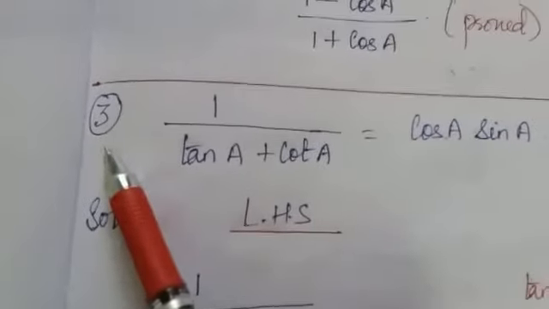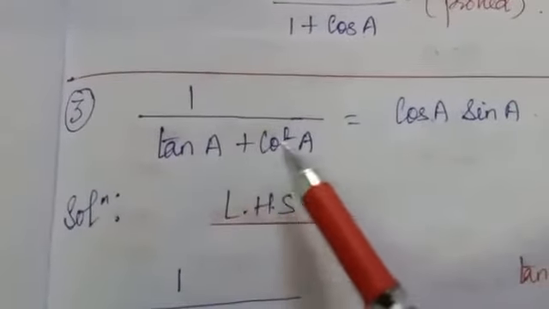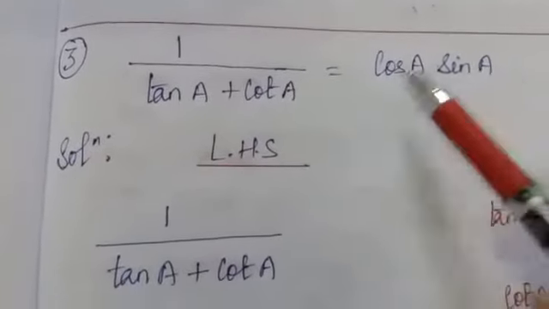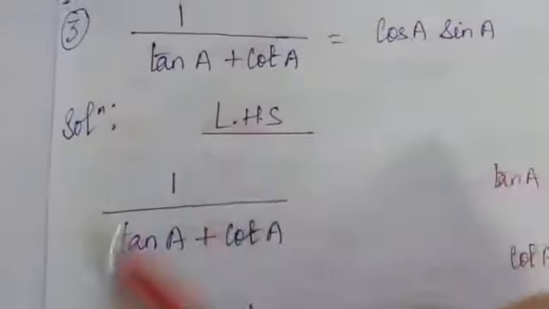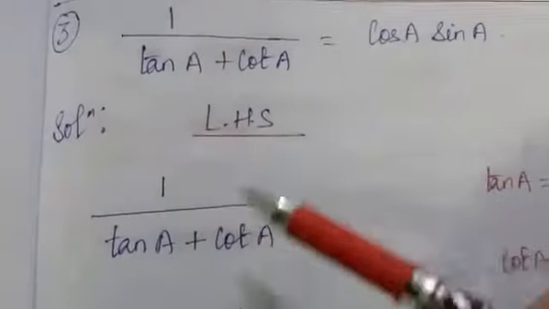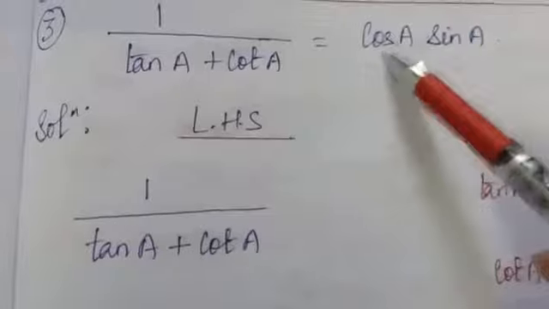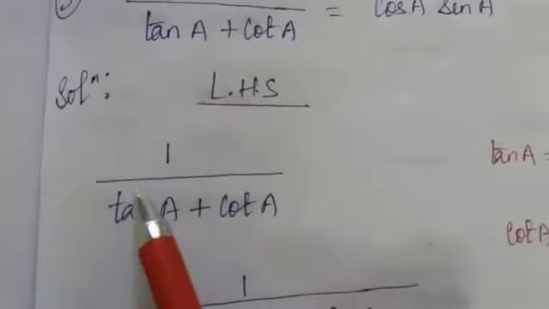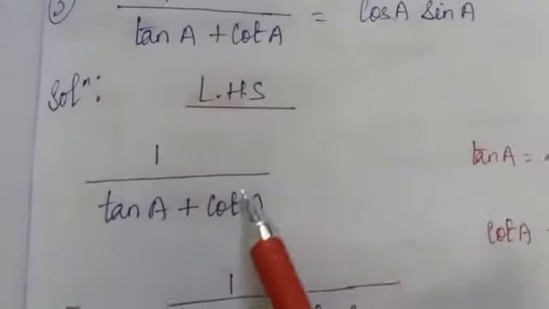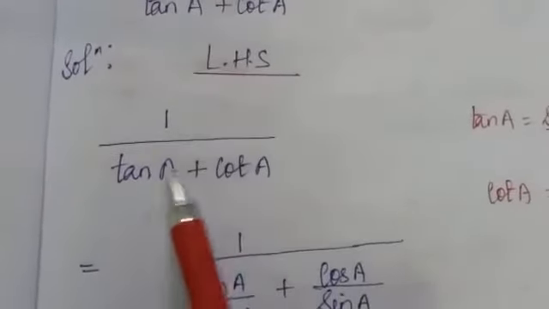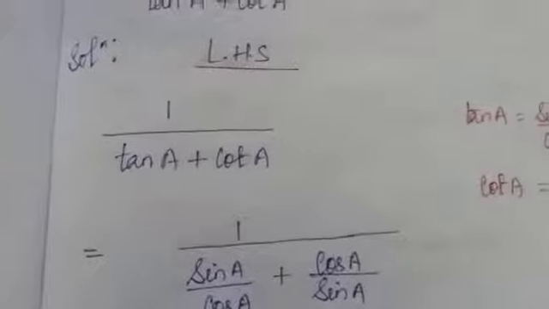Now number 3 is 1 by tan A plus cot A is equal to cos A sin A. Copy left hand side. Now you have to see right hand side what to prove. Okay, you have to prove cos A into sin A. That means you have to convert tan A and cot A into sine and cos. You have to find the relation of tan and cot with sine and cos.